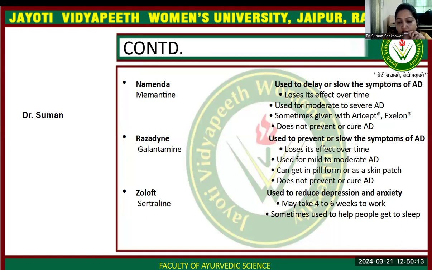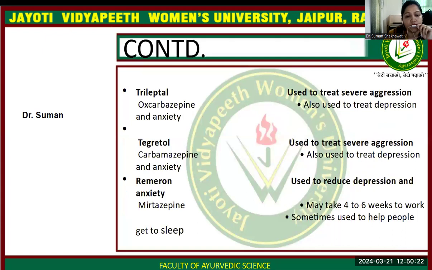Zoloft or sertraline, used to reduce depression and anxiety, may take 4 to 6 weeks to work, sometimes used to help people get to sleep. Trileptal or oxcarbazepine, used to treat severe aggression, also used to treat depression and anxiety.